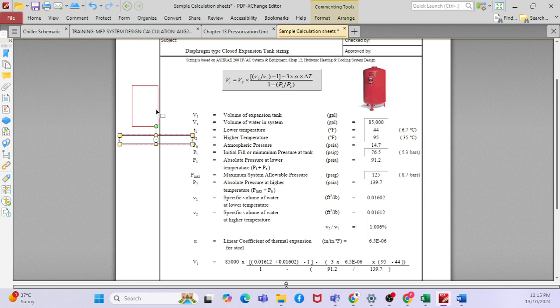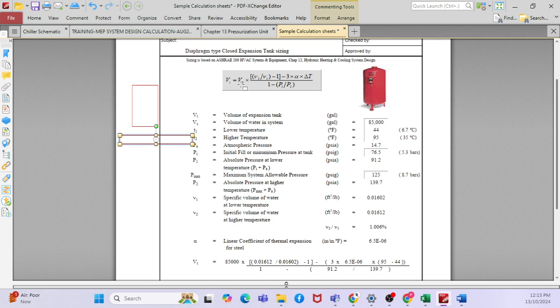But if you do the pre-charge, what will happen? Say the normal atmospheric pressure is 14.5 psi. If you pre-charge at 2 bar or 3 bar, until 3 bar there is no contraction or expansion, right? So the size of the tank can be lower. That is why, due to the technology, the manufacturers introduced the diaphragm type closed expansion tank, which reduces the size of the tank. Clear, right?